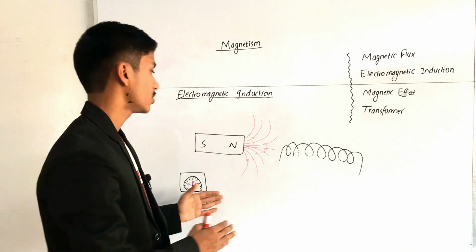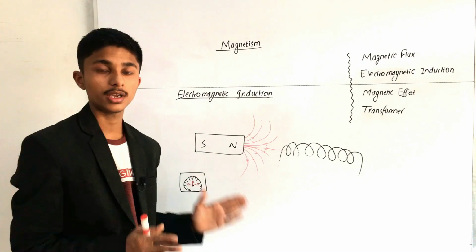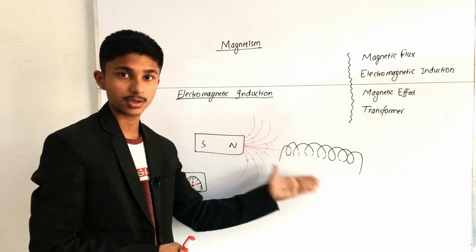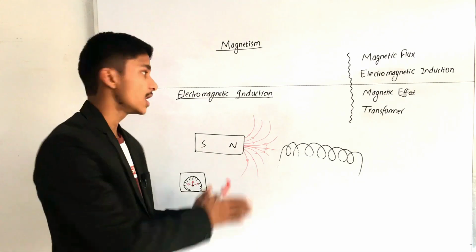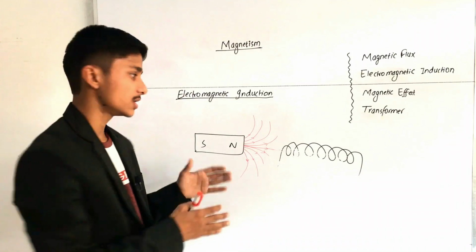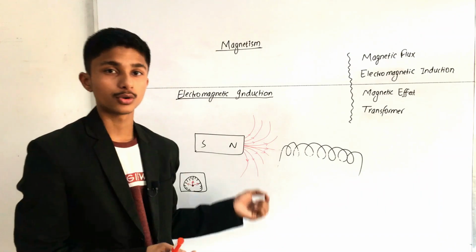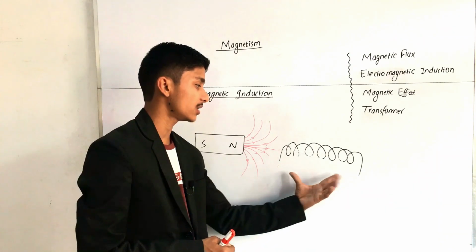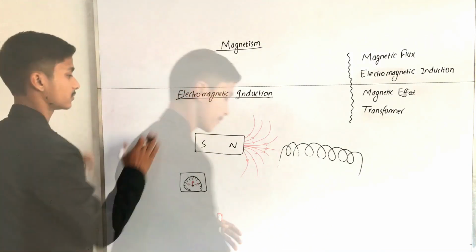Therefore, we can define electromagnetic induction as follows: when magnetic flux changes and an EMF is induced, this phenomenon is called electromagnetic induction. The induced EMF causes an induced current. It means current is produced in this coil. Therefore, this is called electromagnetic induction altogether.